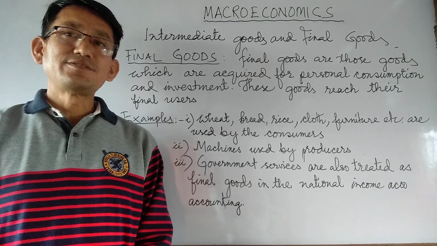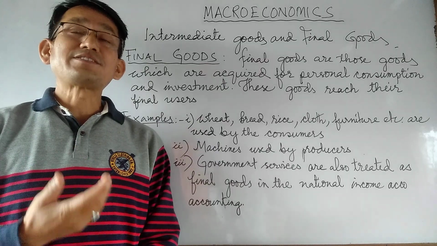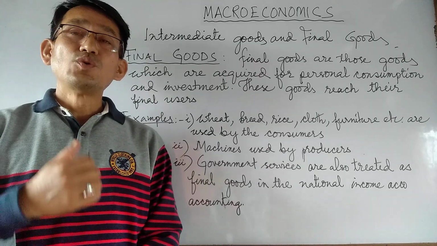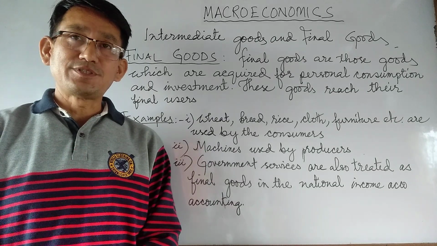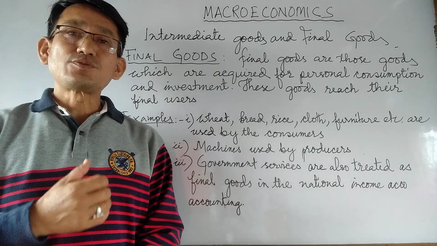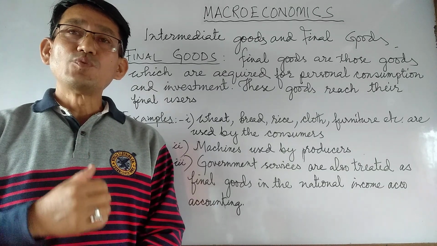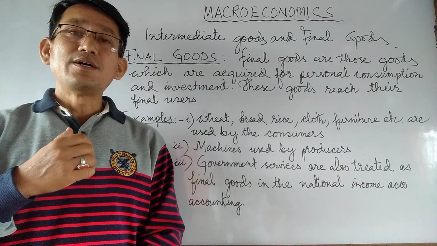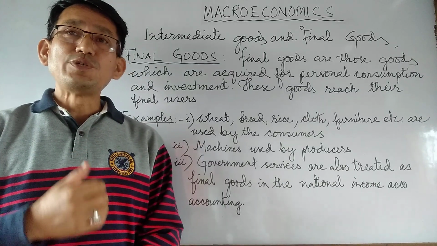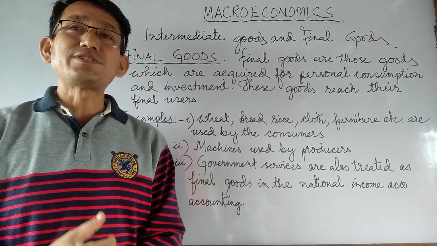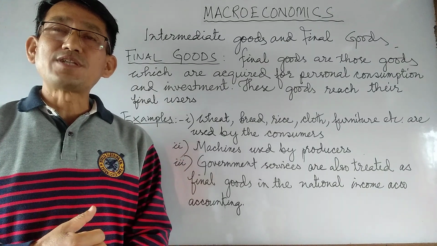Dear students, we will complete the remaining portion of the last class. In the last class, we talked about macroeconomic variables, and among the types of goods, we talked about the intermediate goods and the final goods. So we talked about the intermediate goods last time.